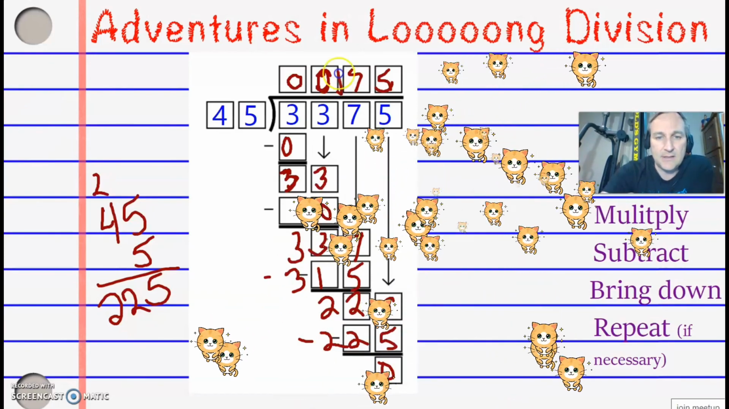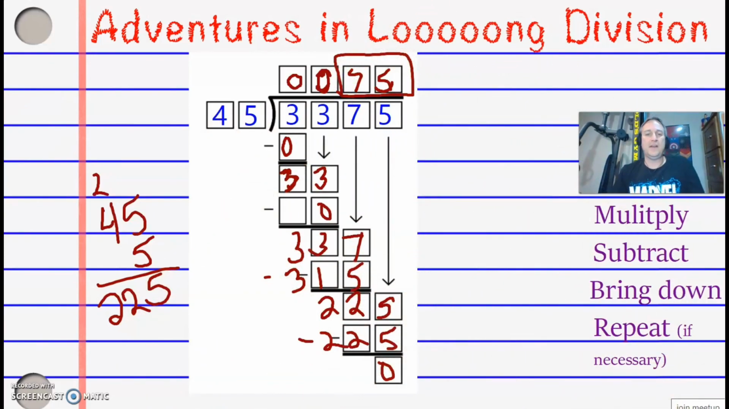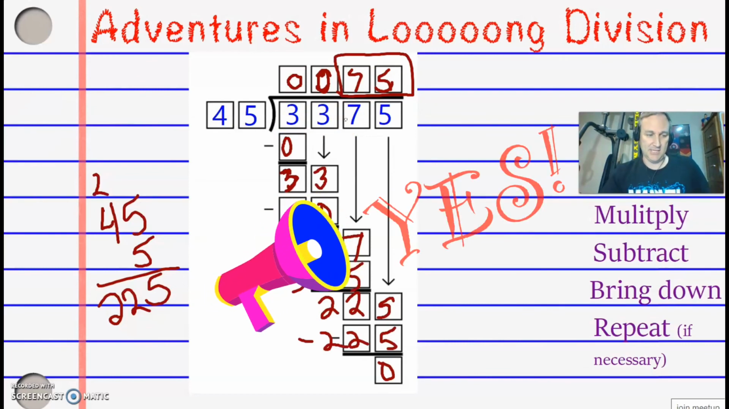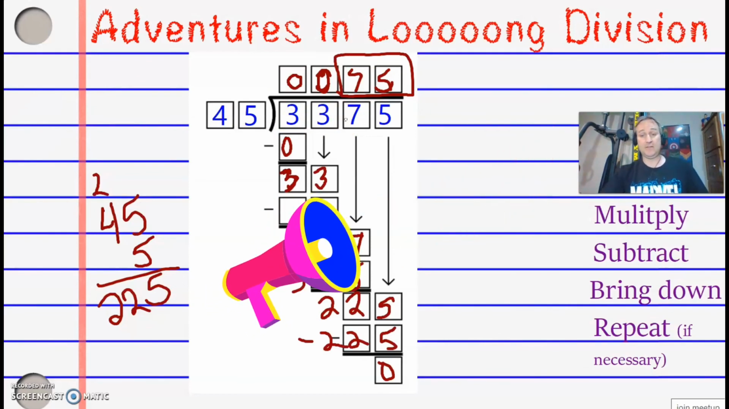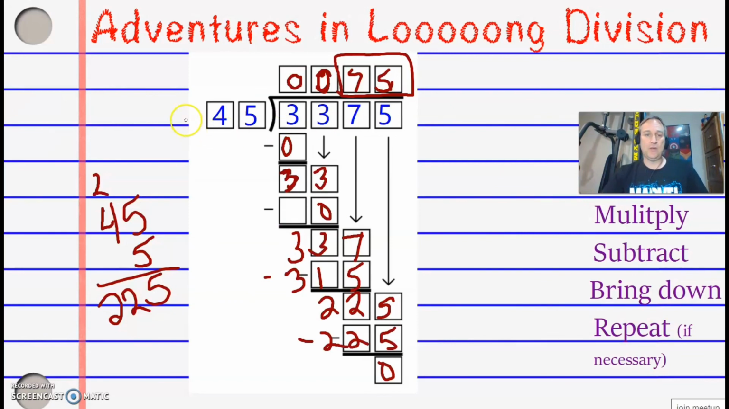And holy cats, look at this. My answer, 75. Check it out. Try it out once. See if you're right. Does 75 times 45 equal 3,375? Yes, of course it does. So, there it is. Long division with a 2-digit divisor. Doable. Maybe not that easy, but not that hard either.